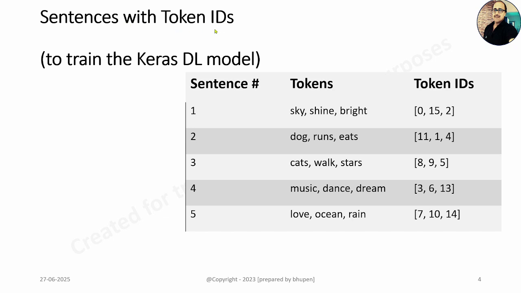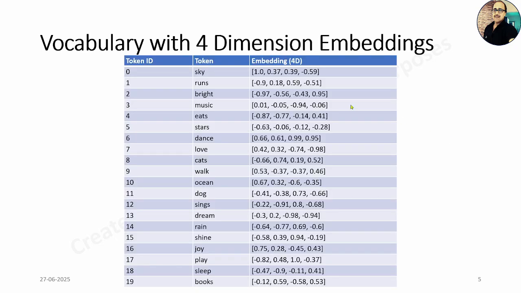Then we have the sentences with the token IDs, and we're going to use them to train a deep learning model in Keras. For example, sentence one, and this is a token. Sentence two, three, four, and five. And as I mentioned earlier, for each token, we will have token IDs also. So a particular sentence, for example, dog runs, eats, will be represented using the token IDs 11, 1, 4.